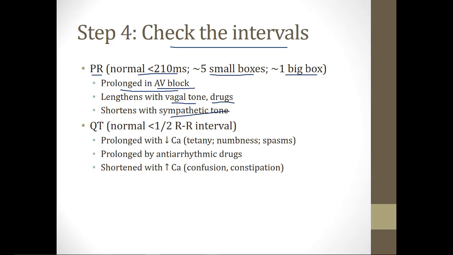After the PR interval, you want to look at the QT interval. A normal QT interval is less than half of the RR interval. That's the rule of thumb you can use for measuring this, and I talk about this in more detail in the video on ECG basics.